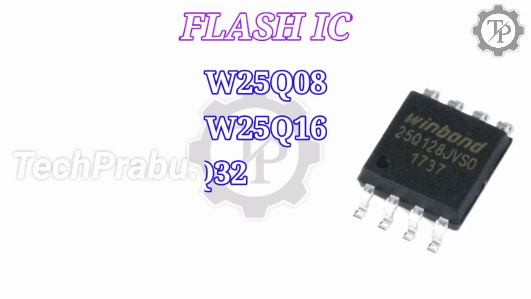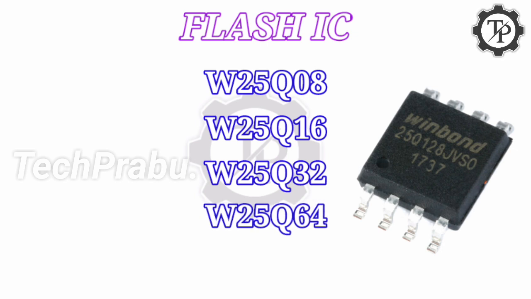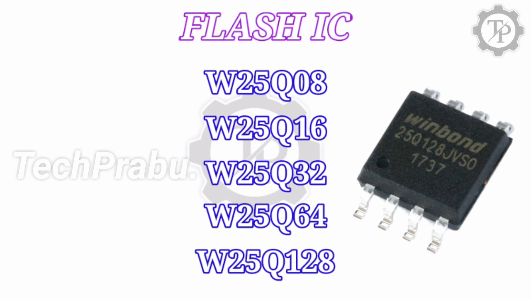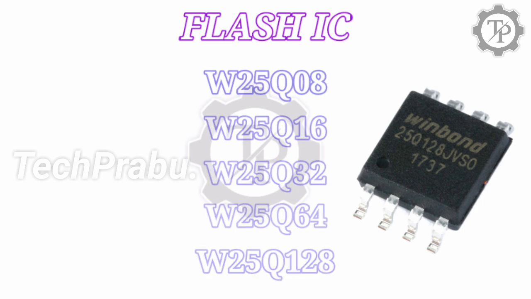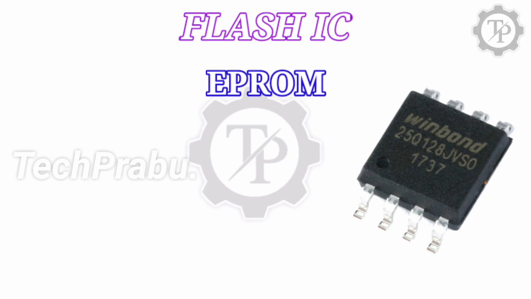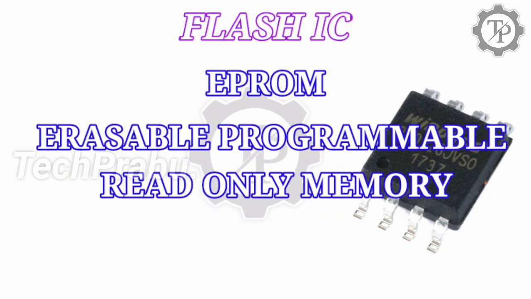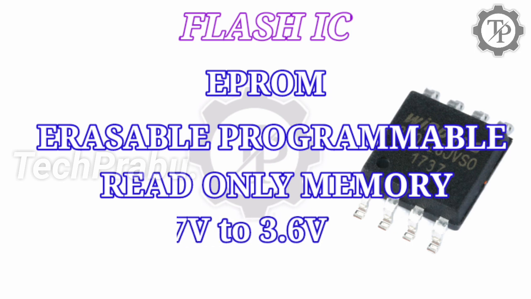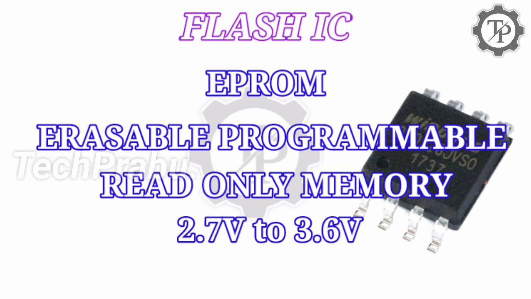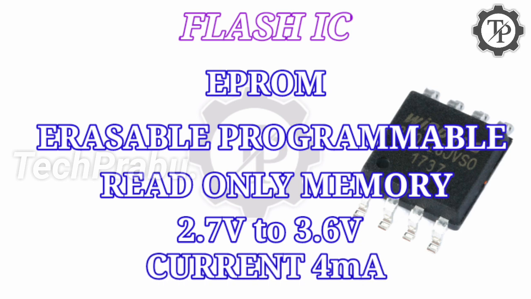The package types of IC are W25Q08, W25Q16, W25Q32, W25Q64 and W25Q128, in which W25Q is the series of this IC, and 08, 16, 32, 64, 128 are the memory capacity of this IC. At the same time, we are calling this IC EEPROM, Erasable Programmable Read-Only Memory. In this IC, operating voltage is 2.7 volt to 3.6 volt and current rating is up to 4 milliamps.